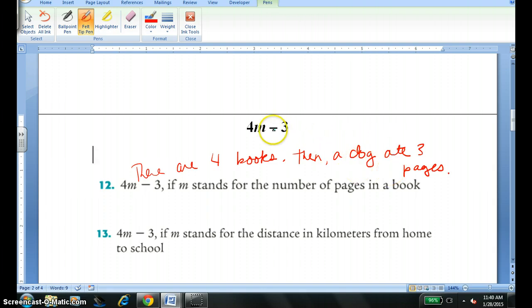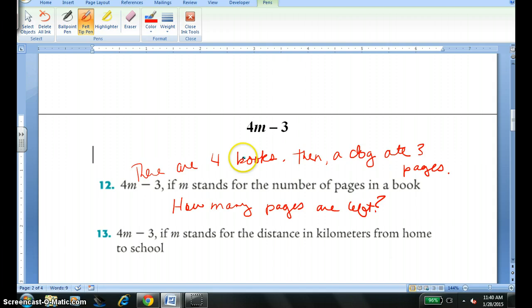So I have 4 books. I have M pages. Dog ate 3 pages. And then this is the last part. This part I want you to include. How many pages are left? So M is the number of pages in a book.